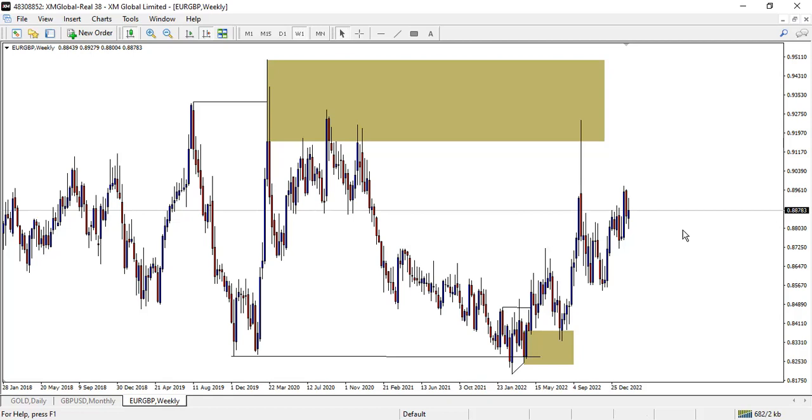As price was pushing up, remember we have a reversal towards the mitigation of the extreme bullish order block. So what do we have again here? We have this break of market structure here.